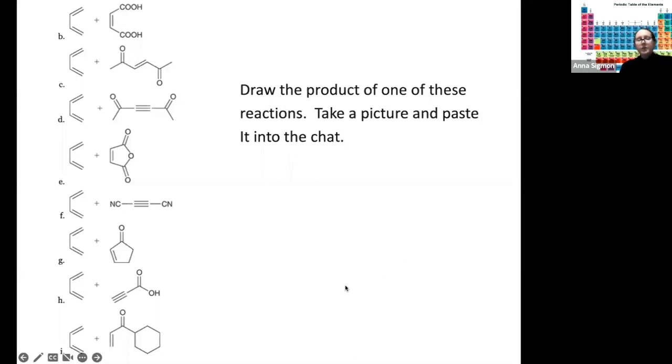So on this screen, you see a variety of Diels Alder reactions. They all start with the same diene, butadiene, shown on the left, but they all are reacting with a different dienophile, shown on the right. So choose any of these reactions and draw the product on a piece of paper. Take a picture of what you drew and then paste that into the chat.